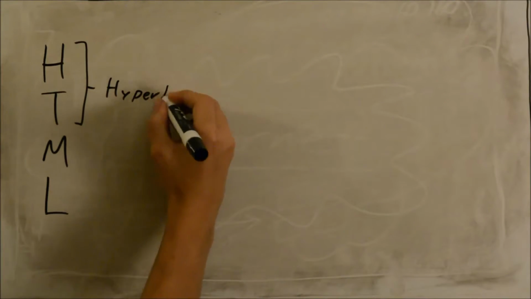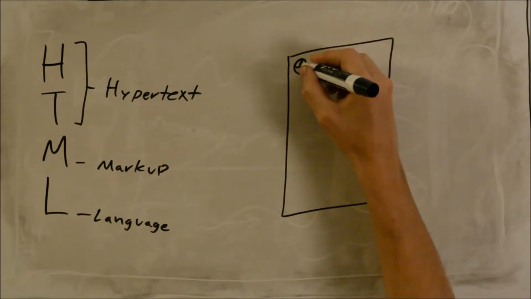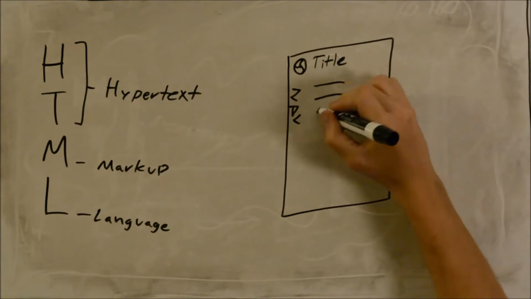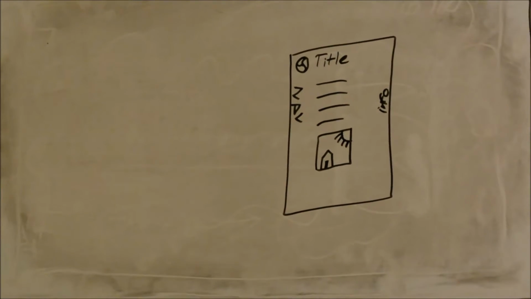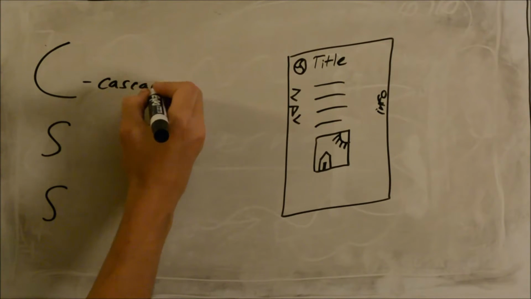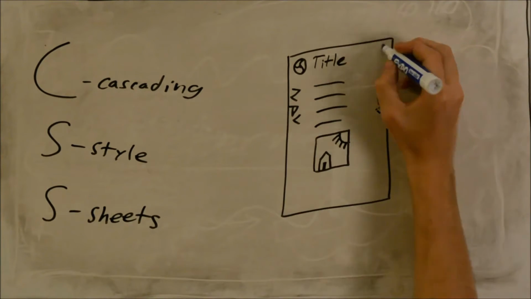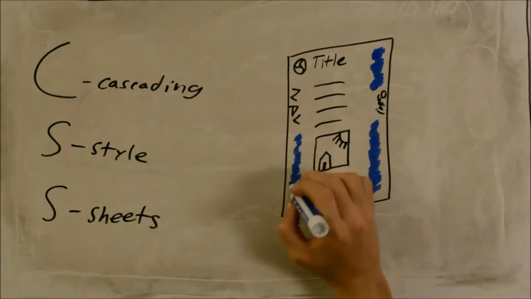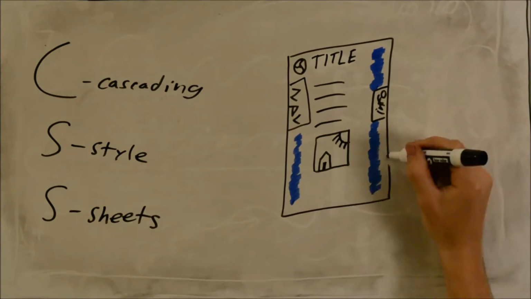HTML stands for Hypertext Markup Language, and this file is the meat of a website. It is the paragraphs and pictures that the user sees. CSS stands for Cascading Style Sheets, and these files control how a website looks. These files tell your computer to display a certain color in the background, or even what font to use for the text on the screen.